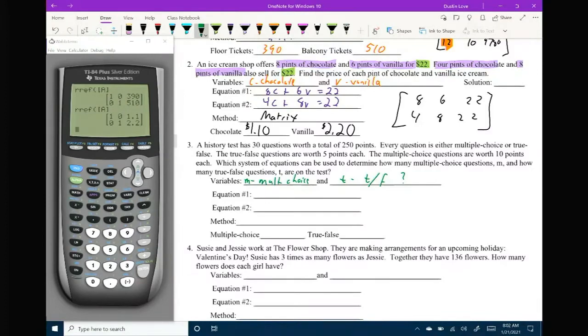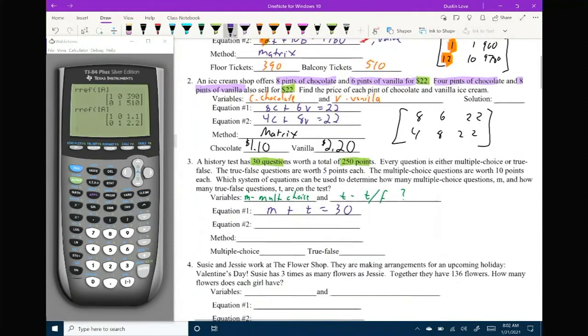A history test has 30 questions worth a total of 250 points. Now, those two are both of my totals. And then either question is either multiple choice or true false. Okay, that's good because it means that there are no other types of questions. There are no essay questions or anything like that. So I can actually use that to come up with my first equation. Because if I take all my multiple choice questions plus my true false questions, that's going to give me 30. That's sort of like on number 1 where I said the number of points.